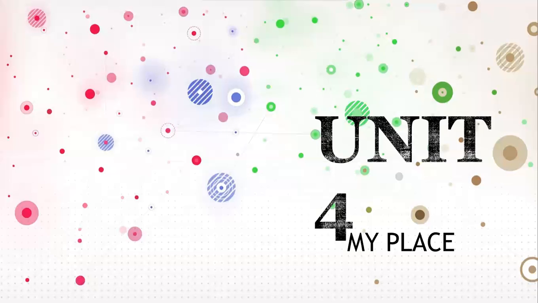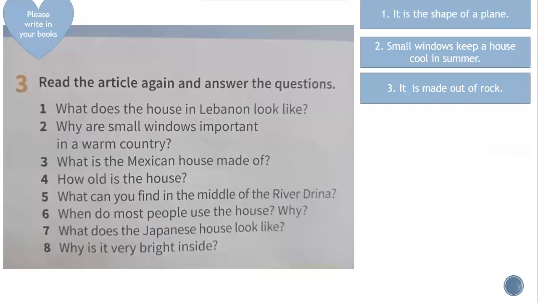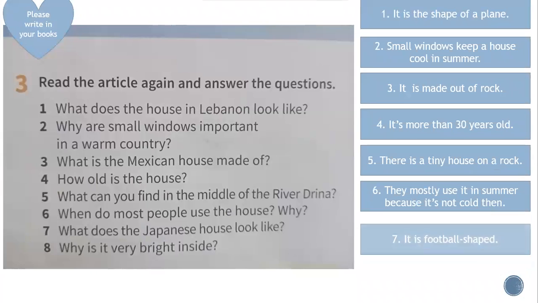For unit four titled My Place, we had a lot of reading. My gosh, we had a lot of reading. I remember we're reading about strange houses. Strange means unusual or not common. And then we also had more reading passages, smaller passages here, okay? So we had a lot of reading in this unit and we had to answer the questions in our books.